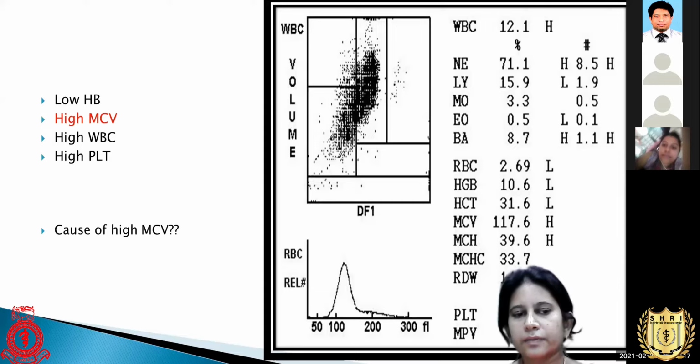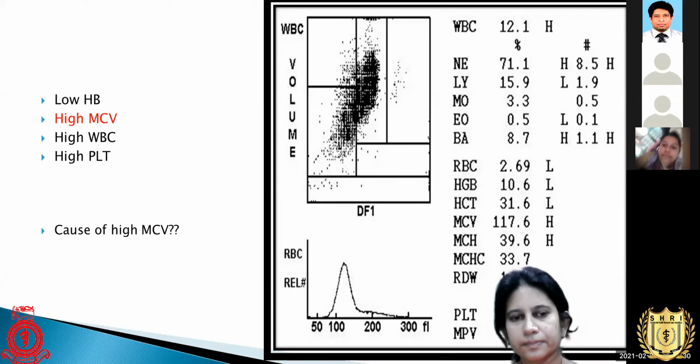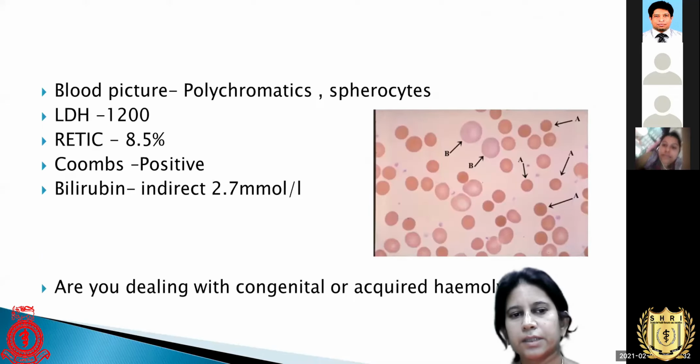So what is the cause for high MCV in this patient? You go back to the history, you can get some points. Patient is jaundiced. There's palpable spleen. So what is the cause for this high MCV? Blood picture reported as polychromatics and spherocytes. So these polychromatics are the cause for this high MCV.